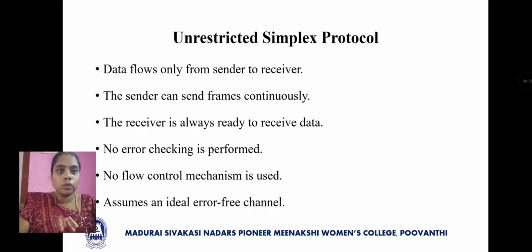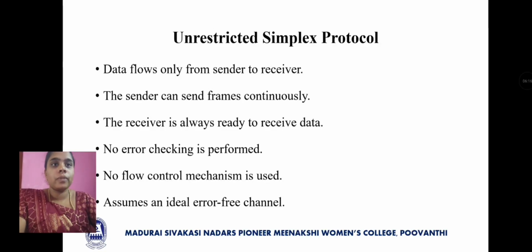The first one is that data flows only from sender to receiver. In the unrestricted simplex protocol, data transmission takes place only from the sender to the receiver without any reverse communication. Here there is a single communication from sender to receiver. The data will be transferred in one-way communication. The sender always sends the data to the receiver, and the receiver always receives the data from the sender. This is the simple overall communication that happens in the unrestricted simplex protocol.